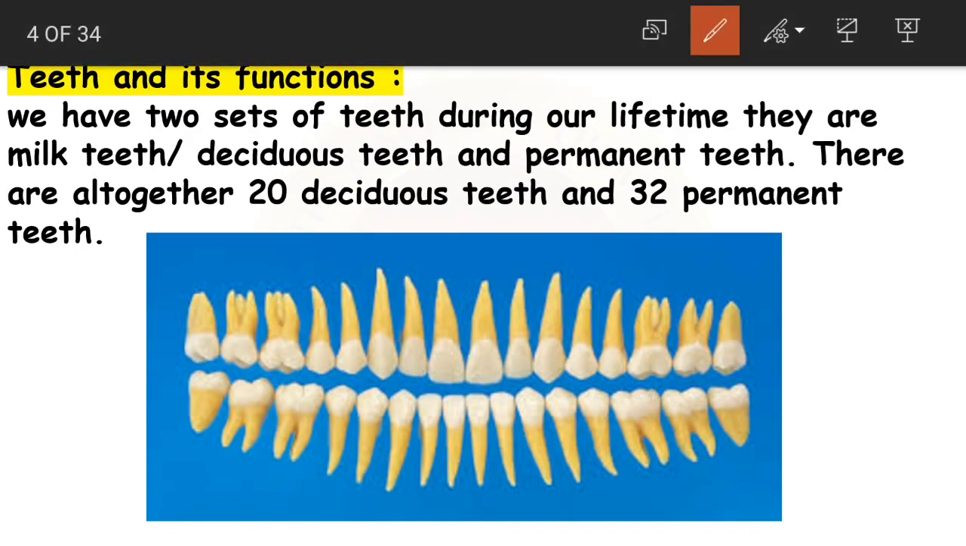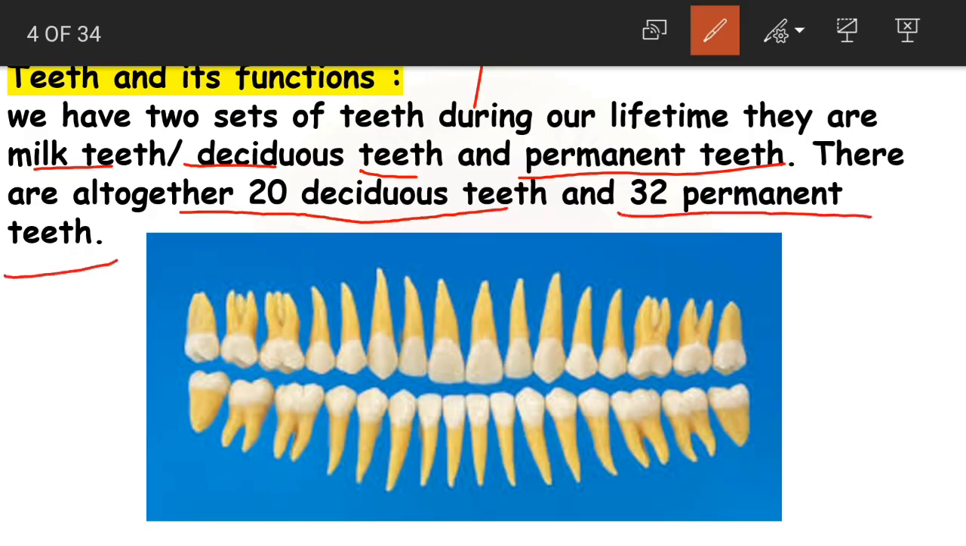We have all 32 teeth. So how are they? We have two sets of teeth during our lifetime, and they are milk teeth, also called deciduous teeth, and permanent teeth. There are altogether 20 deciduous teeth and 32 permanent teeth. So overall, children, we will be having 32 permanent teeth.